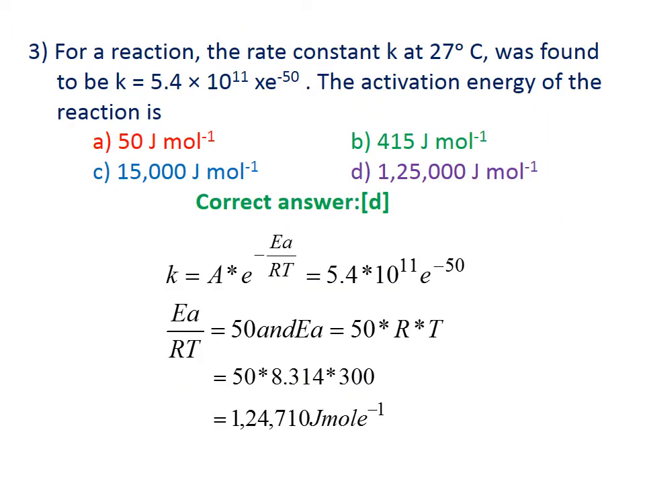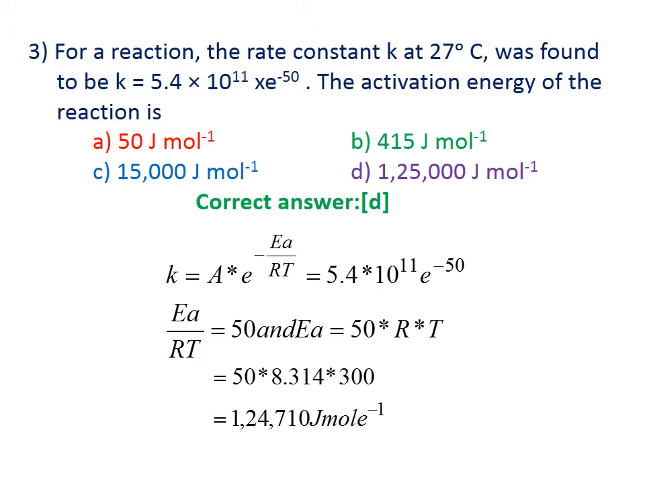Question number 3. For a reaction, the rate constant k at 27 degrees C was found to be 5.4 into 10 to the power of 11 into e power of minus 50. The activation energy of the reaction: A, 50 joule per mole, B, 450 joule per mole, C, 50,000 joule per mole, D, 1,25,000 joule per mole. The correct answer is D, and it can be calculated by using the Arrhenius equation. The rate constant k will be equal to A into e power of minus Ea by RT. The A, that is the frequency factor, is given.